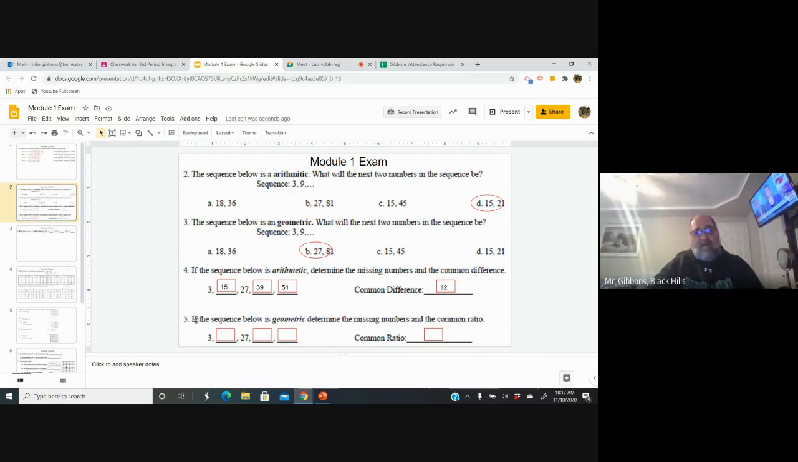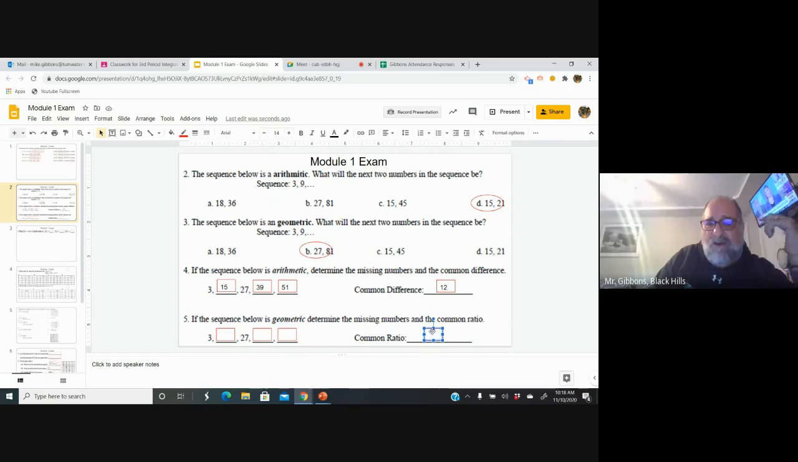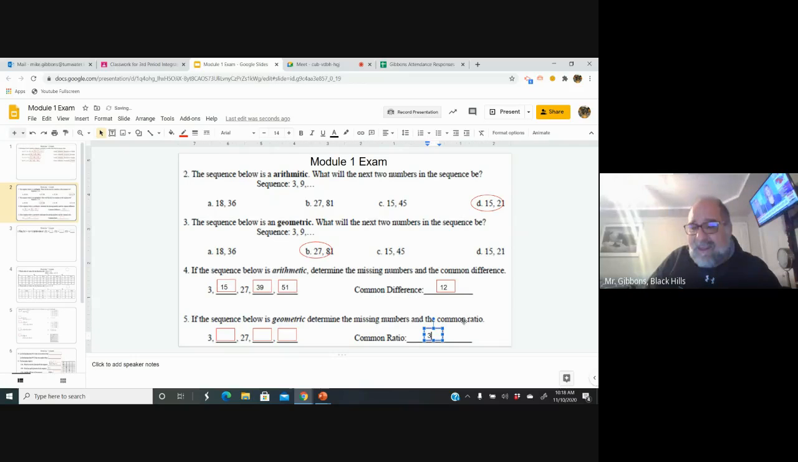Okay, now number 5. If the sequence below is geometric, determine the missing numbers and the common ratio. Again, they don't give us the second term, only the first and the third. And notice it's the same as above, but now this one has to have a common ratio. So here's what I want you to think about. In 2 steps, I went from 3 to 27. So I am thinking right now, I have a common ratio of, guess what? I'm thinking 3.